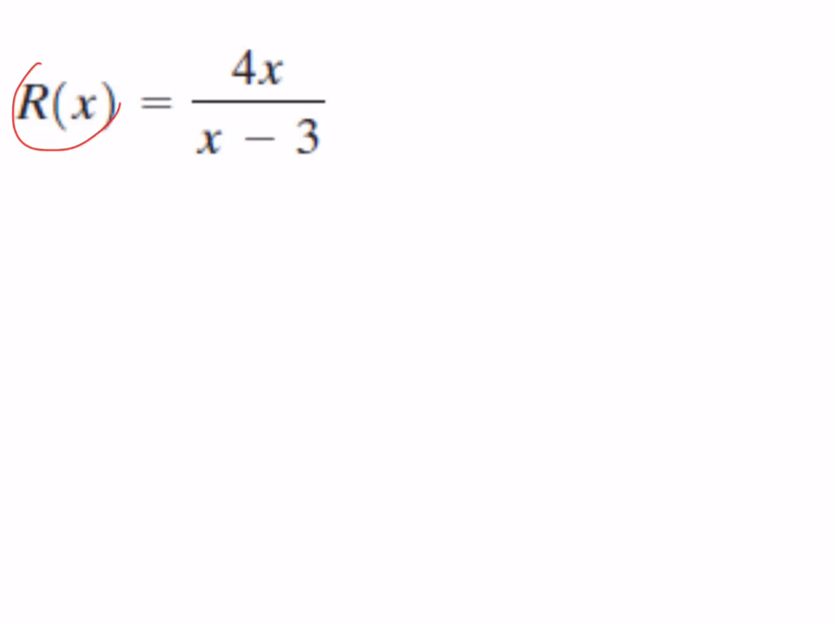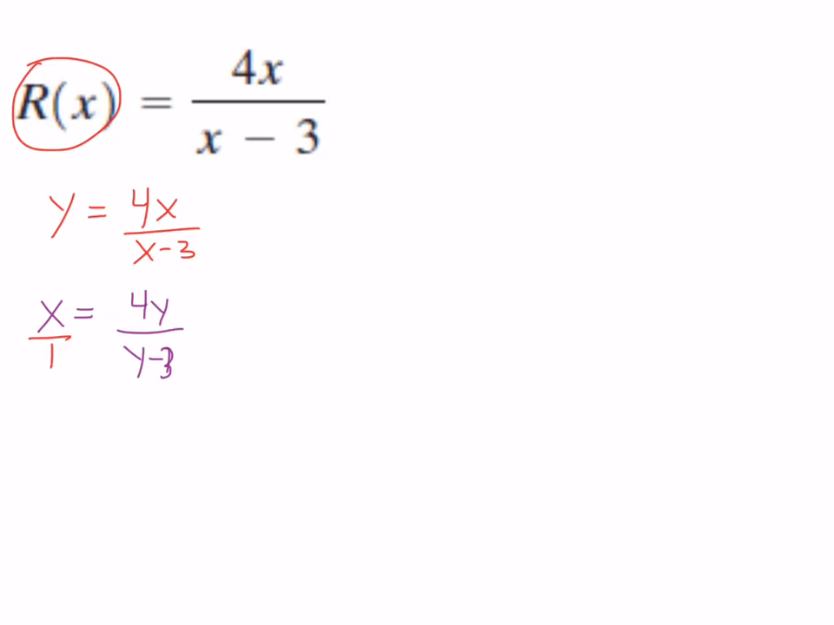R of x, so again the r function with respect to x, is just a fancy way of saying y, so I'm just going to rewrite it here. Alright. Then we need x and y to switch places. So here, watch this. So I get x equals 4y over y minus 3. So notice how both x's on that side change positions. Okay? So that's why it makes it a little bit trickier, right? Because you had to replace both of the x's.